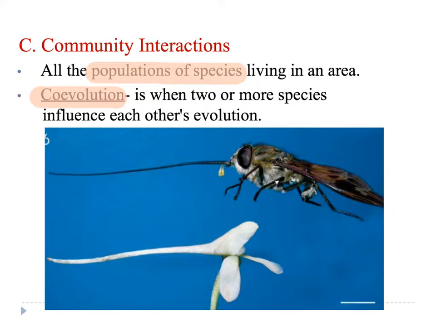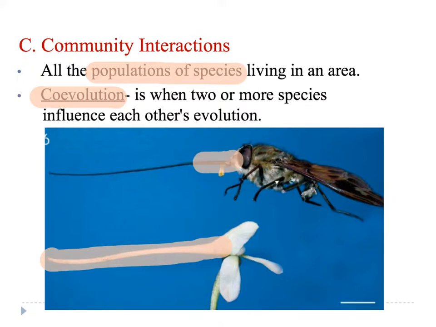We talked before about cheetahs and their speed and how that affects their prey items. In this example right here, I have a flower, and at the end point here is where all the nectar would be. I have a moth over here, and at the end point of its mouth, or its proboscis, its straw-like mouth part, is where it'd be able to slurp up in a straw manner the nectar that's at the end of the flower.